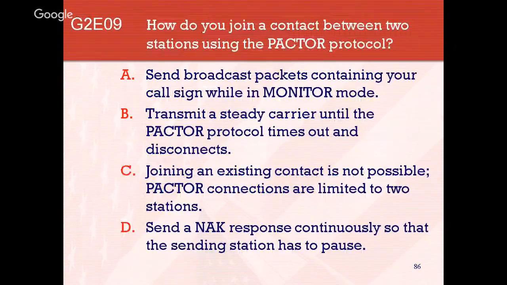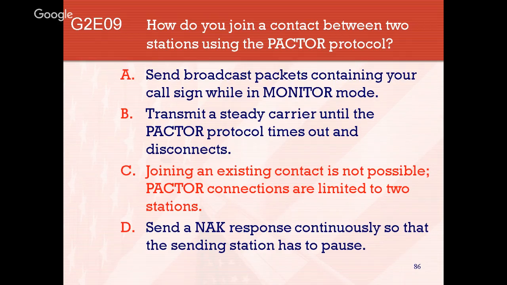How do you join a contact between two stations using the PACTOR protocol? The answer on this is C. I'm looking at these and everything. Joining an existing contact is not possible. PACTOR connections are limited to two stations.